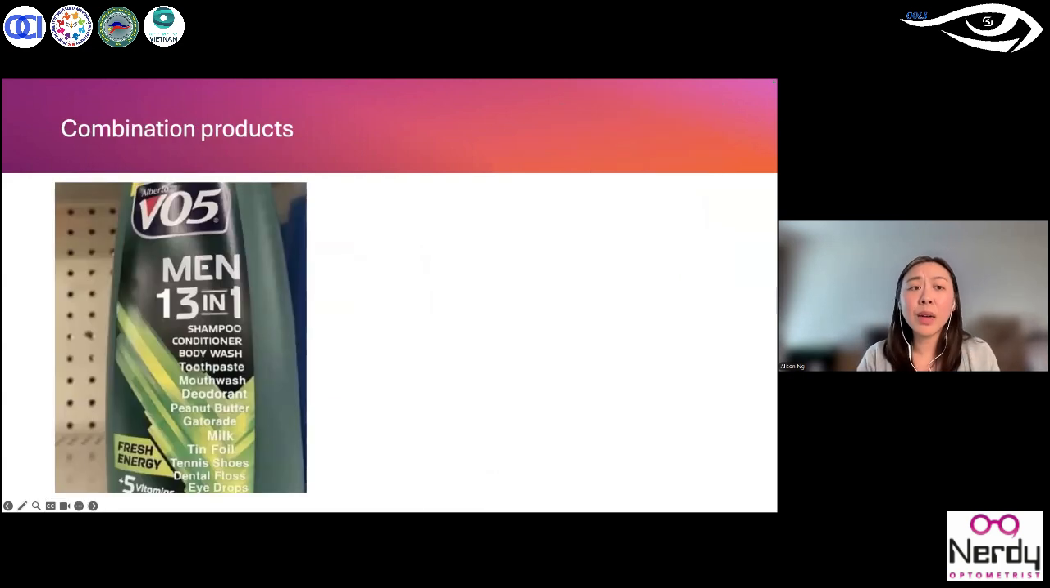I often get asked quite a lot, particularly by men, can I use a combination product? So can I have a product that does more than one thing? And quite oftentimes they'll ask me, is a moisturizer with SPF okay? And oftentimes, yes, it is, because for them, using some form of SPF is better than not using anything at all.